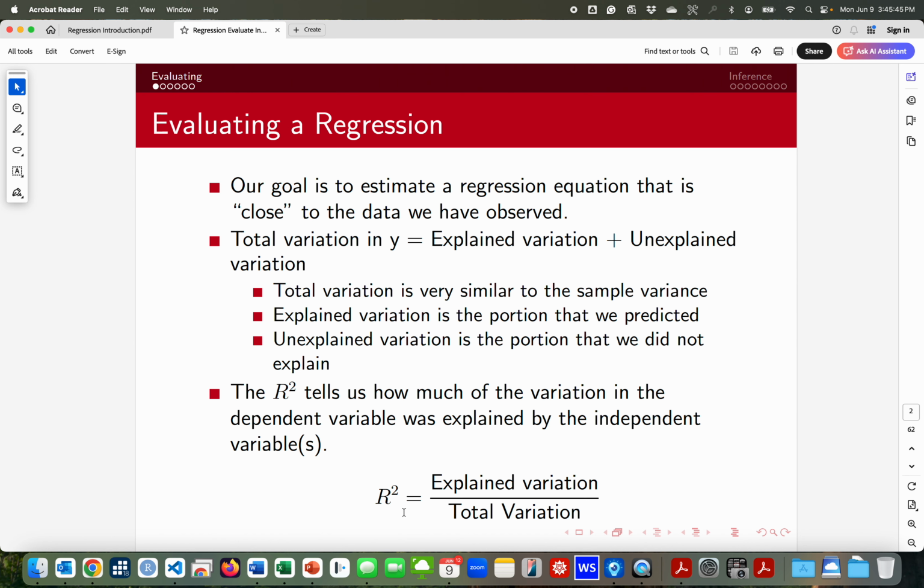So it's just a ratio. This R-square is always going to be between 0 and 1. We have the amount of the variation we explained divided by the total variation. That number is going to give us the R-square. Ignore the squared part for right now. It's not really that important. We're not going to think about the R, just the R-square. So it's the explained variation divided by the total variation.